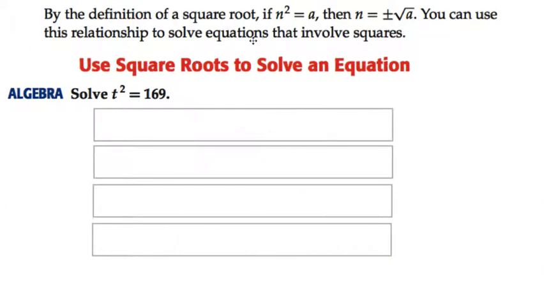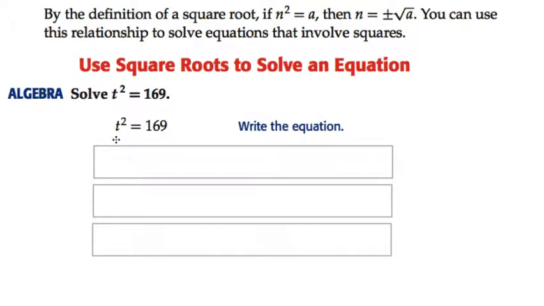So as a definition, if n squared, if we have a number and we square it and it gives us a, for example, 5 squared would give us 25, then plus and minus the square root of a is equal to n. So that's just the algebraic way of writing what we just talked about. So let's go ahead and look at how we would practically use that. For example, if we have t squared equals 169, how would we solve that for t?